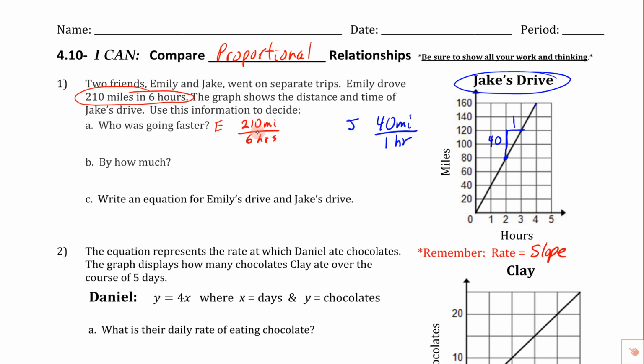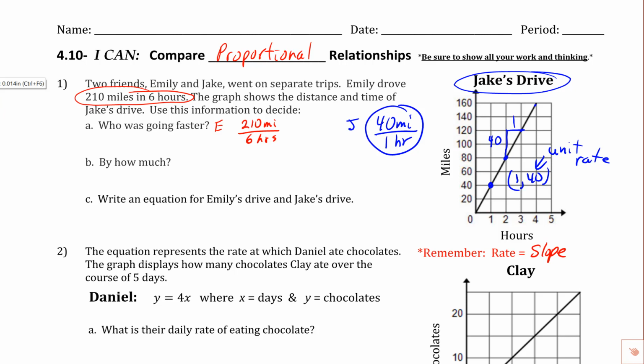So I do want to point out one more thing about this. Because this is a line that goes through the origin, this point right here would be the unit rate. So this is 1 comma 40. That right there is the unit rate. Okay, so if we have a graph like this, you can immediately tell what the rate is, what the slope is, what the unit rate is, just by looking at that. So here's the answer for this one. This is Jake. He's going 40 miles per hour.